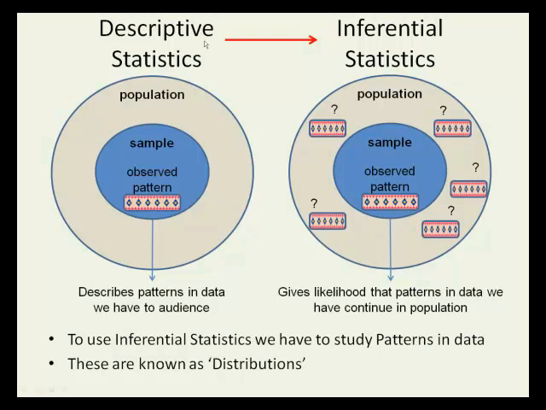So the link is that descriptive statistics helps us look in detail at the kind of patterns you get in data, so we can tell how likely it is from what we've seen that the pattern will extend into the population. And the name that we give to patterns occurring in data, in statistics, is distributions. So we're going to look at some distributions now.